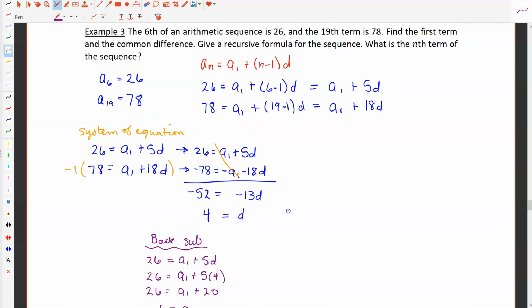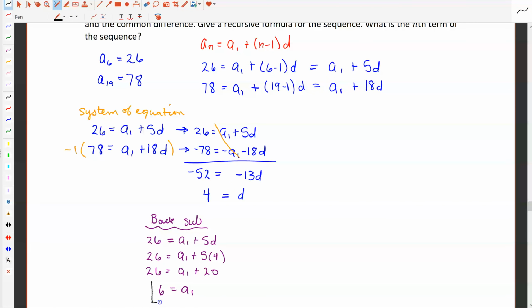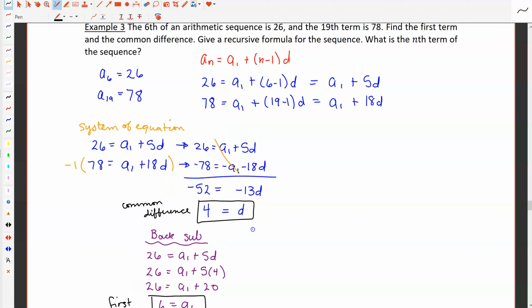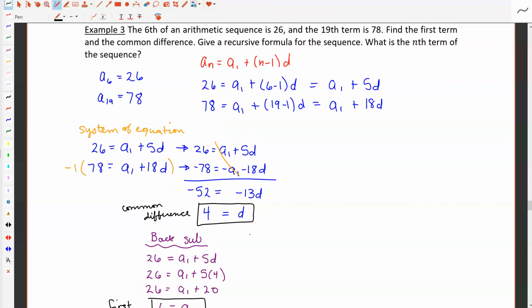So let's see what I was asked to find. First off, it says find the first term and the common difference. Right, so we have that. The first term is right here. A sub 1 is equal to 6. We found our common difference. We found that d was equal to 4. What else do we have to do? Give a recursive formula for the sequence. All right, so for the recursive formula, let's go ahead and write this over here.